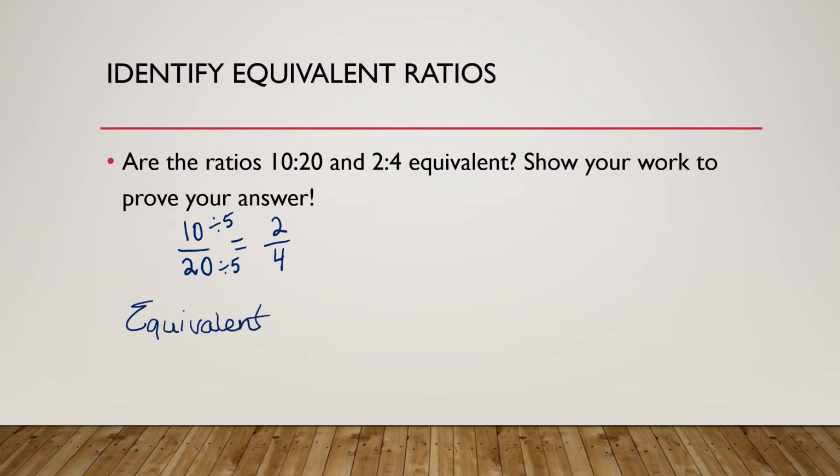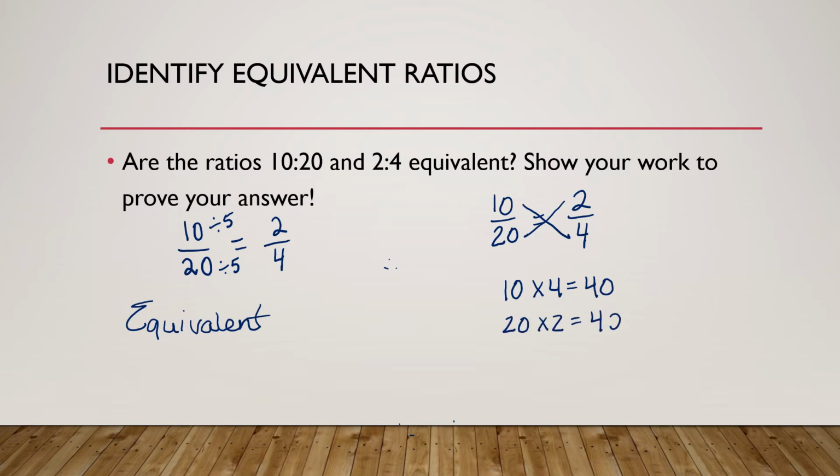Now, you can still check by cross multiplying the two. And I won't do this every time on every problem because you guys will get the hang of it. But I want you to know that you can do either way here. So we could do 10 times 4, which equals 40, and 20 times 2, which also equals 40. So 40 equals 40. That is true, right? So therefore, we have also supported that the two ratios are indeed equivalent.